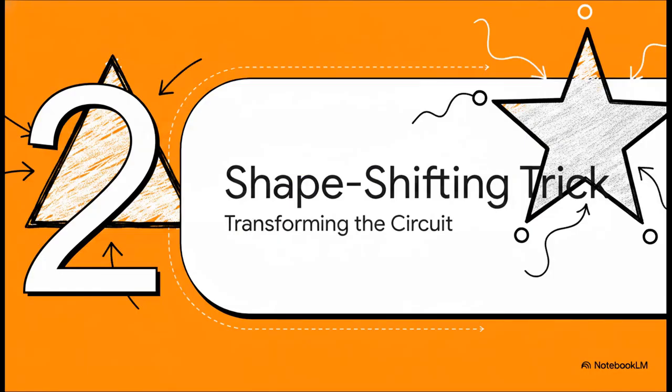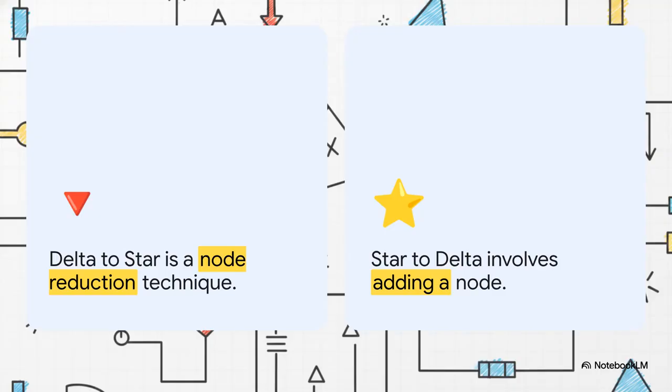Section 2. The shape-shifting trick, transforming the circuit. To move past our dead end, we actually have a really cool shape-shifting trick up our sleeve. We can mathematically replace a delta loop with a star configuration, or vice versa. When we convert from a star to a delta, we eliminate that central converging node. It's a node reduction technique. Going from a delta to a star introduces a central point.